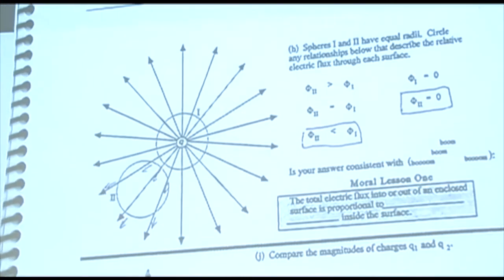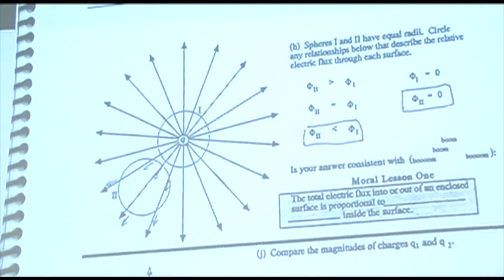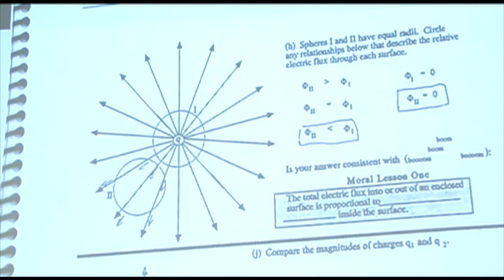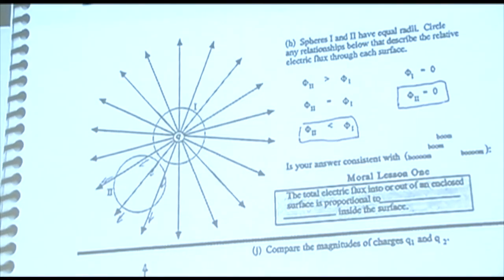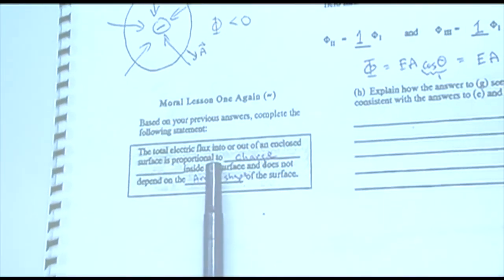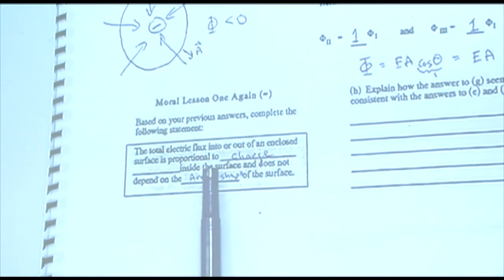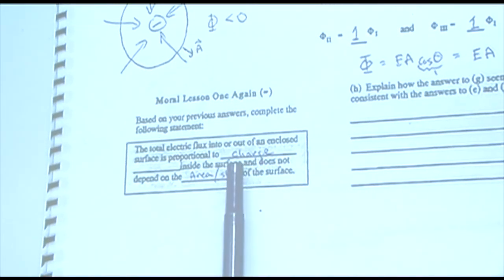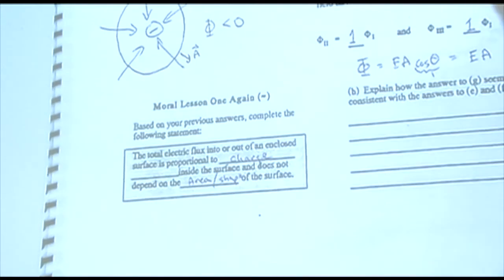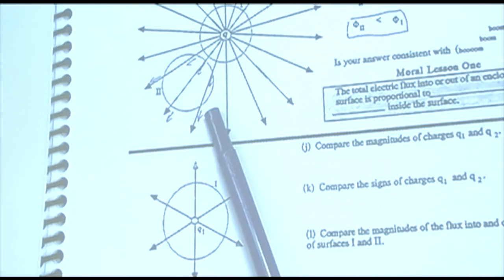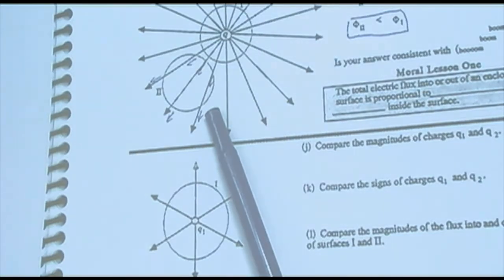How else do we know it was 0? Go back to page 2. What was the moral on page 2? Actually, it was the moral on page 1, which we then repeated on page 2. The total electric flux into or out of an enclosed surface is proportional to what? The charge inside. Is there any charge inside surface 2? None. So the flux has to be 0.